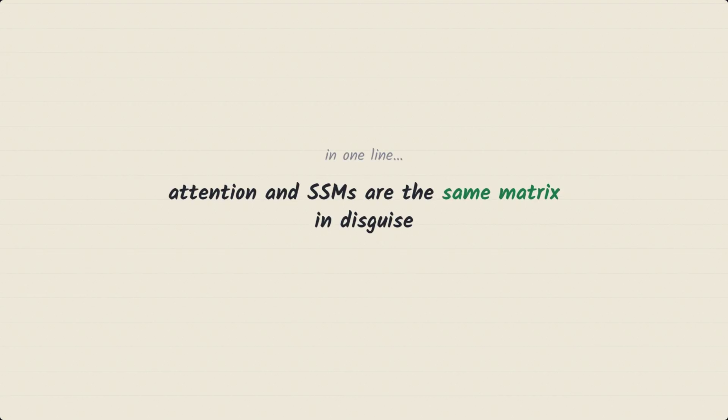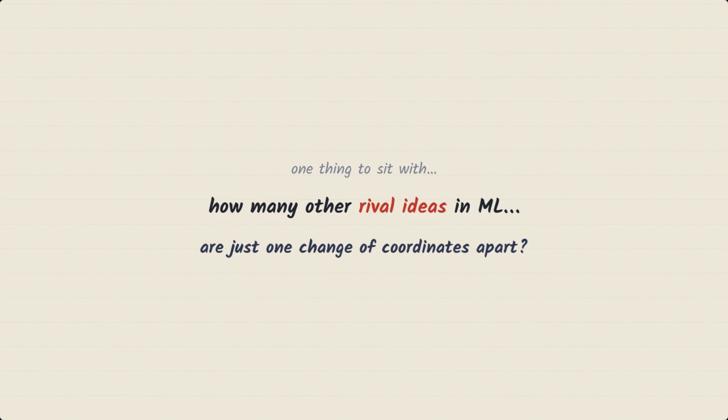The one-line version. Attention and state space models are the same matrix in disguise. Recognize that. Compute it chunk by chunk to grab the best of both, and Mamba gets 2 to 8 times faster without giving anything up. It makes you wonder what other rival ideas in machine learning are just one change of coordinates apart, waiting for someone to write the matrix down.